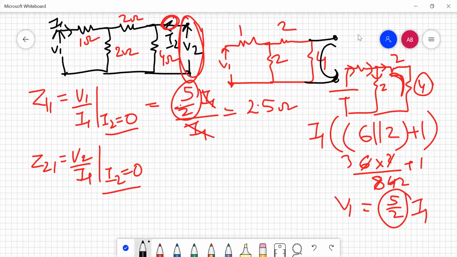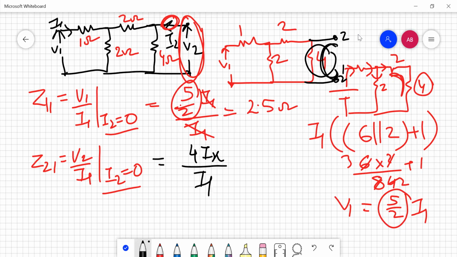Move your pen over here from this 2 dash terminal, from 2 to 2 dash, and you are going to find only 4 ohms there. So that means V2 will be equal to 4 multiplied by, let's say the current flowing through this 4 ohm resistor is Ix. So we need to calculate it.